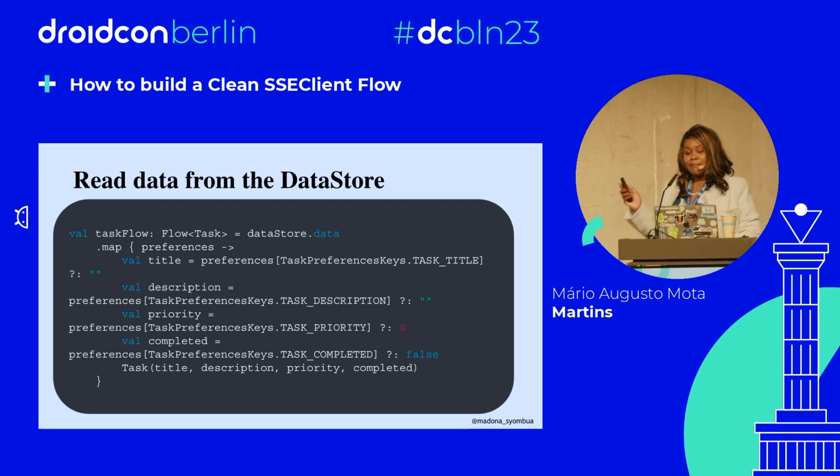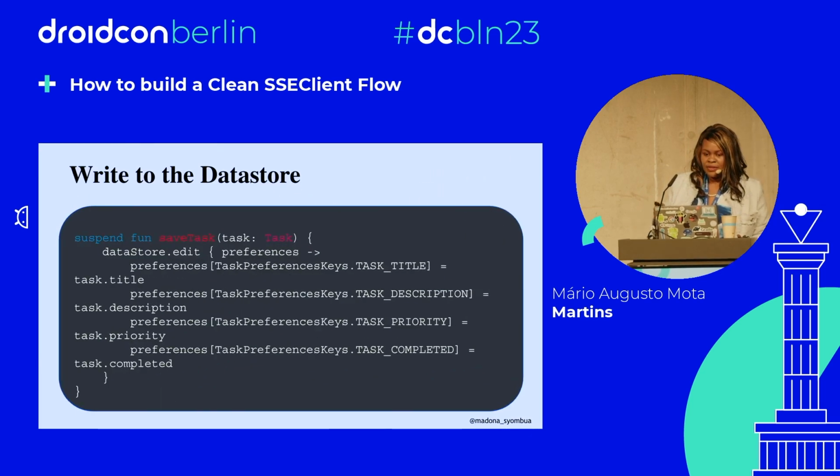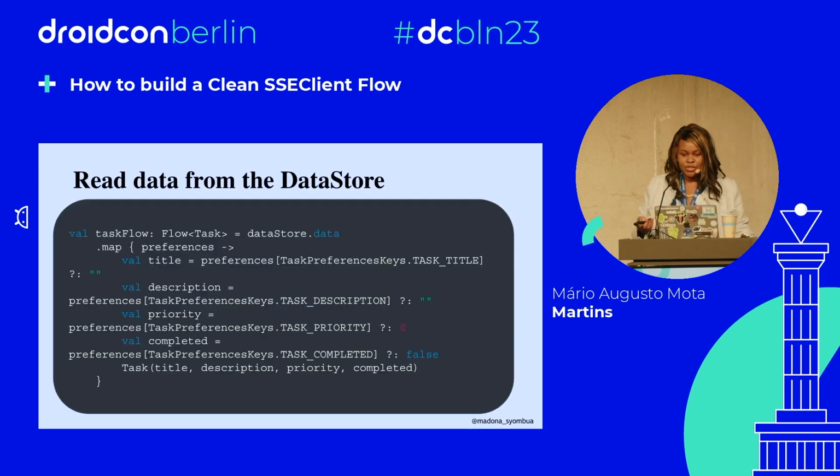And then we use map to convert the preferences data to a flow of task. As you can see there, we defined the val task flow, which we pass our object task, and then we say datastore.data and map to those. If you notice, what we're doing there is just taking this and passing it there to read the data from the data store.